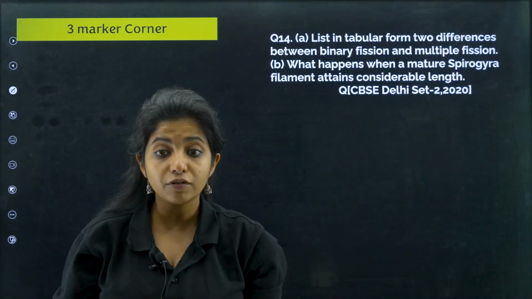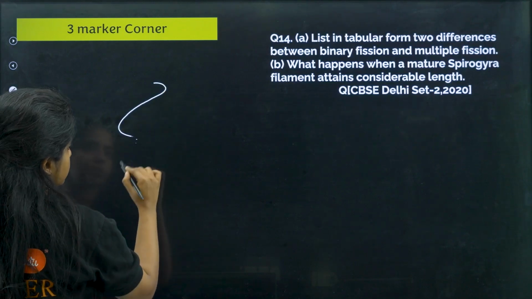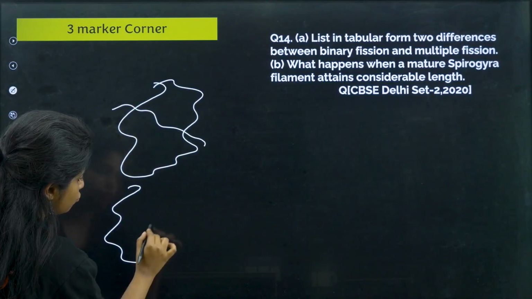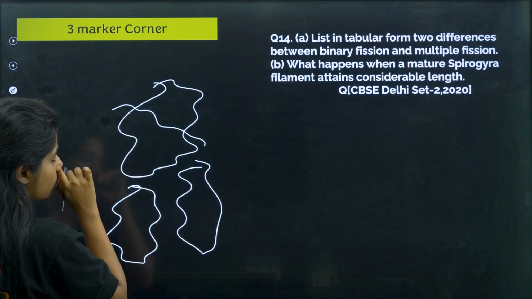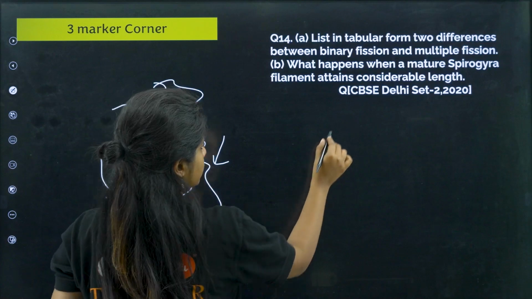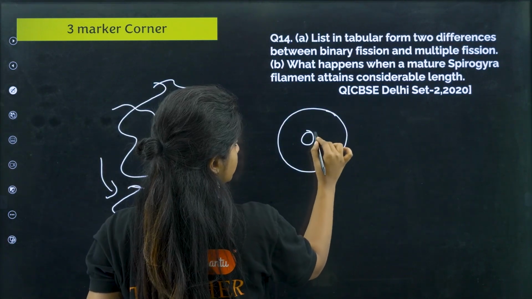What do you mean by binary fission, my dear children? In binary fission, for example, this is an amoeba. It will divide itself into 2 daughter amoebae. How many daughters are you getting? 2. In the case of multiple fission, what is happening? For example, this is a cell. The nucleus will keep on dividing.